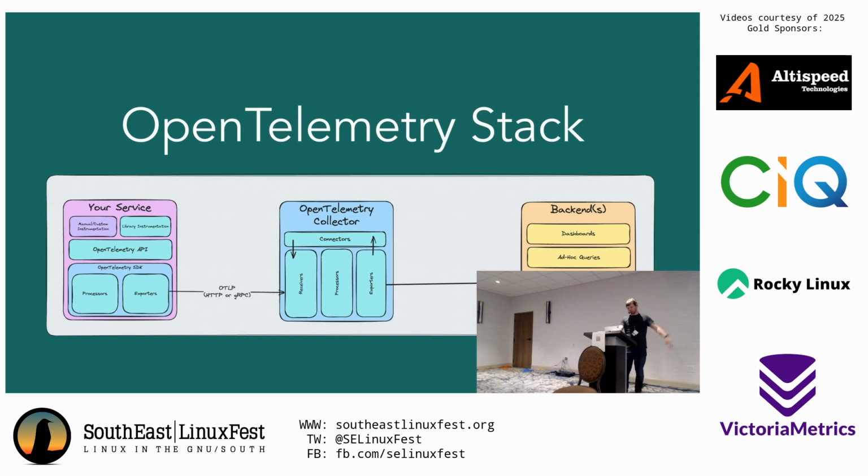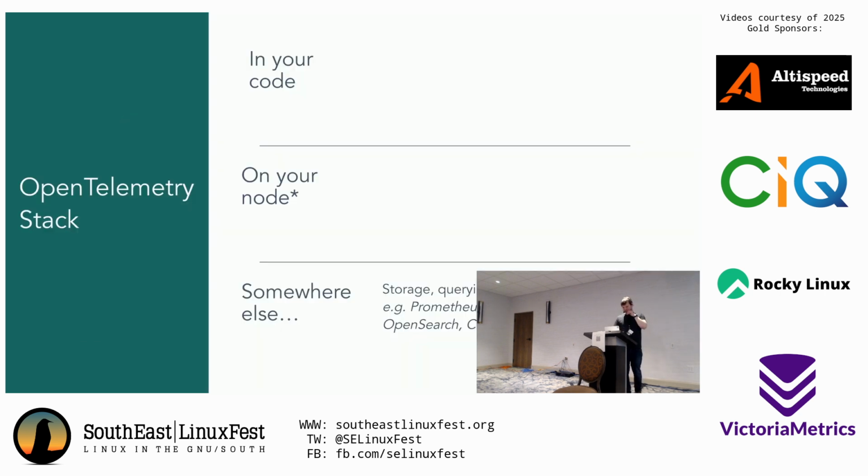But let's dive into the OpenTelemetry parts. We're going to have some stuff in our code and on our node, and then somewhere else, right? This is going to map back to the things we were just talking about. So in our code, we have the language API and SDK. We have processors and exporters. OpenTelemetry is extremely extensible, so these are plugins. The most common ones you're going to use in your actual code, in your SDK, is going to be the batch processor, and then the OTLP exporter, which is the default one that's configured out of the box.